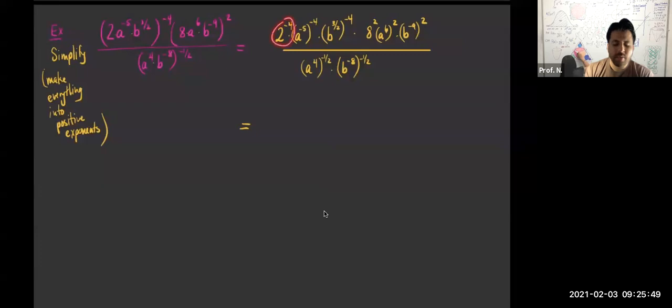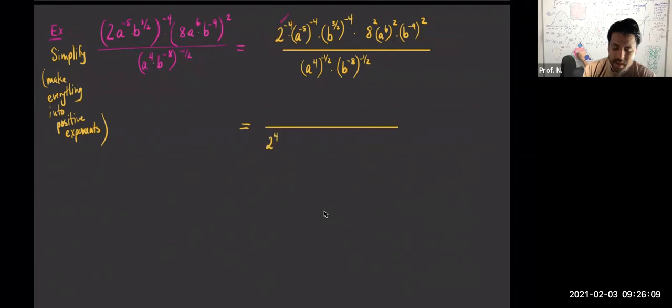So 2 to the -4, I have this negative exponent associated to 2. I can make it positive by doing what? By putting it in the denominator. So I can write this as 2 to the +4. Do you see that? So I took care of this guy here.